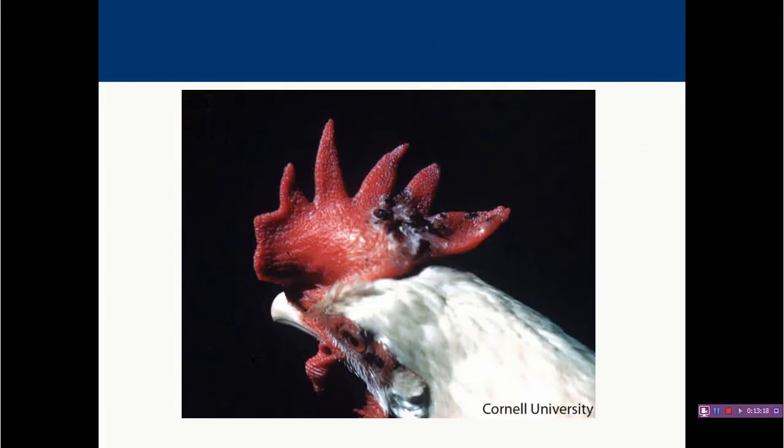So the majority of these gross pictures are taken from the Cornell University website for education purposes only, and here you can see beautiful pictures showing comb lesions, right? So this is the non-feathered part, and here you can see the skin is showing two types of lesions, a center area of necrosis and somewhat of proliferation in the periphery, right? So these are typical pox lesions.